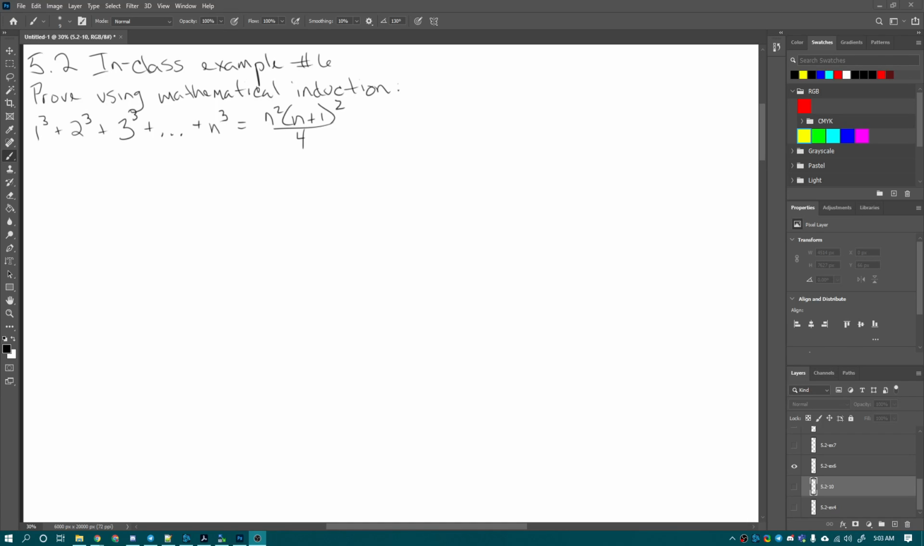Okay guys, this is the third problem for chapter 5.2. This is another in-class example. It's number 6 of the examples he gave us. We're going to prove the following using mathematical induction: 1 cubed plus 2 cubed plus 3 cubed plus dot dot dot plus n cubed is equal to n squared times the quantity n plus 1 squared, all over 4.